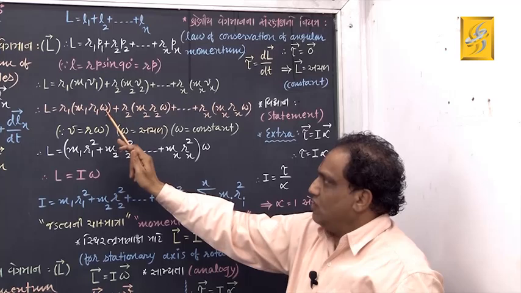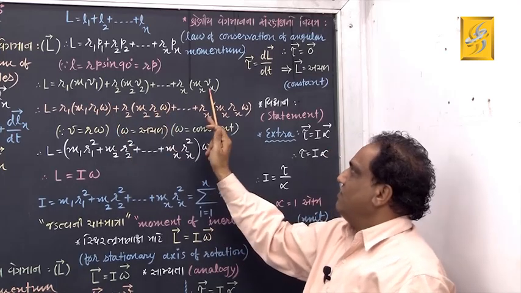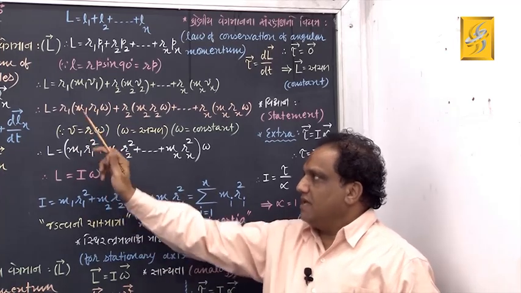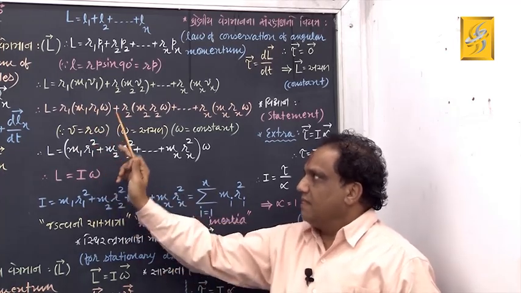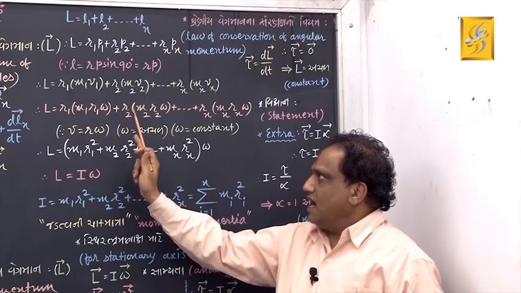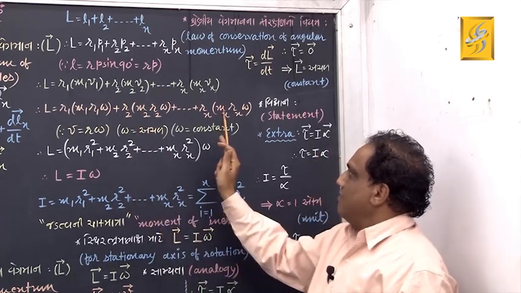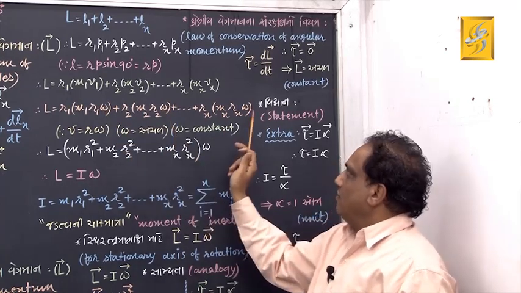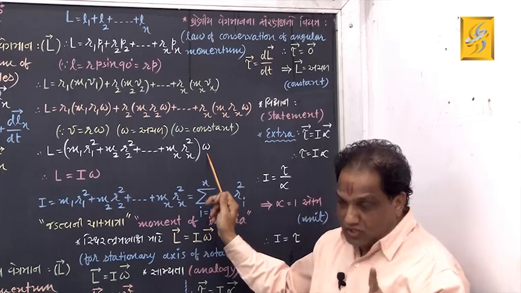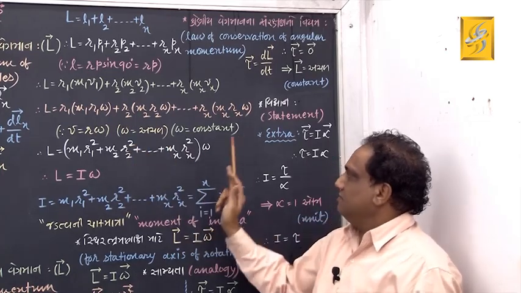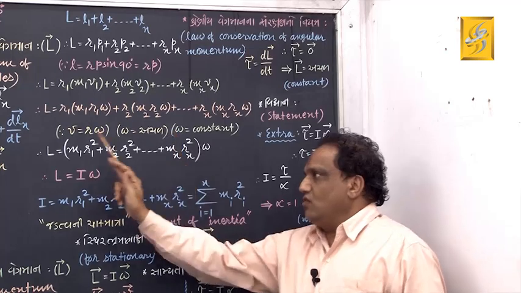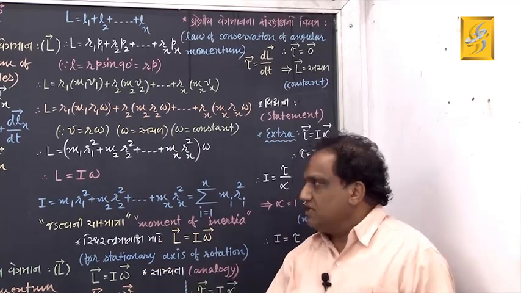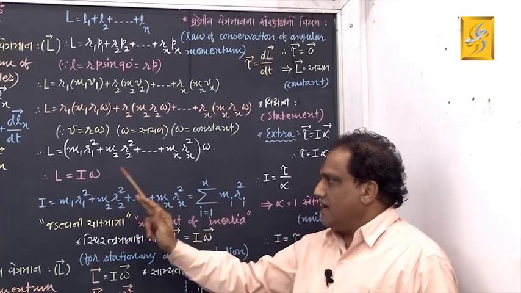So V1 is R1 into omega, V2 is R2 into omega, Vn is Rn into omega. Now simplify. M1 as it is, R1 into R1, that is R1 square. M2 as it is, R2 into R2, R2 square. Mn as it is, Rn into Rn, Rn square. Omega is taken common, correct? And now, if you don't want to write such a long summation, you may adopt a very easy symbol, say capital I.